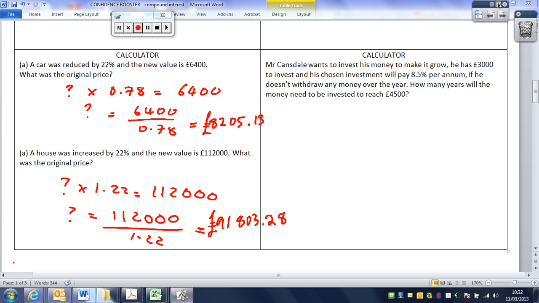How many years will it need to be invested to reach 4,500? Okay, give me some strategies. I've only got 2 hands. Okay, you've never seen this question. You've never seen how to present this question clearly at all. So I'm looking for what you've made of it.